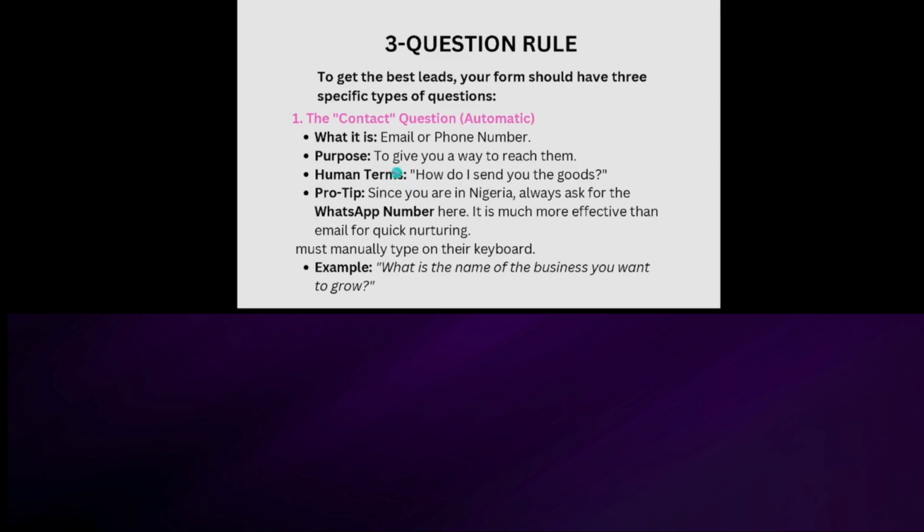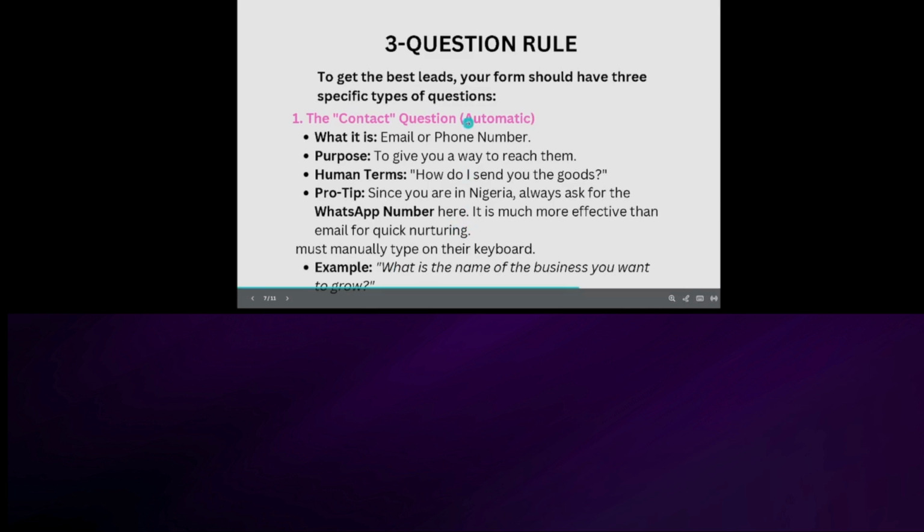The purpose of this is that they provide you a way where you can reach out to them. And always ask for their WhatsApp number, because it is much more effective than email, so that we can nurture them as we get their number, and have more engagement with them on WhatsApp. So for instance, you can ask them the name of the business they want to grow. By putting these questions, you are telling them to consciously take a decision and tell you what kind of business they have, unlike the instant form where most of the time Meta automatically fills in some of the data for them. But with this one, they have to make a conscious effort to answer this kind of question.